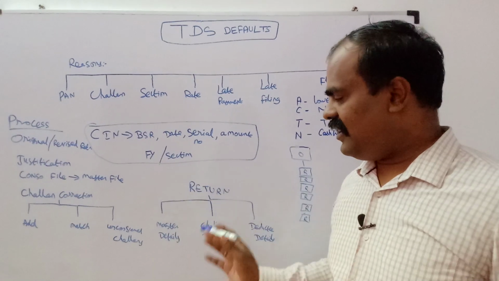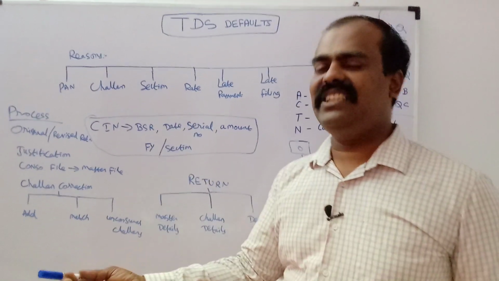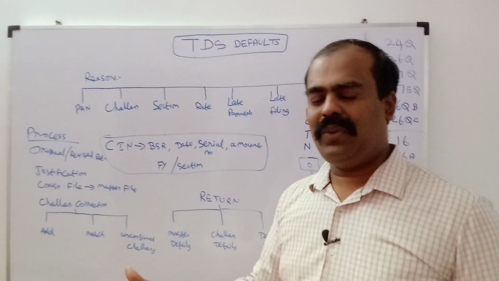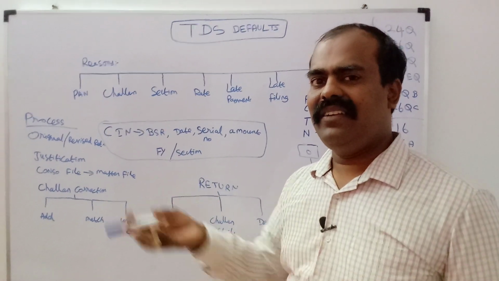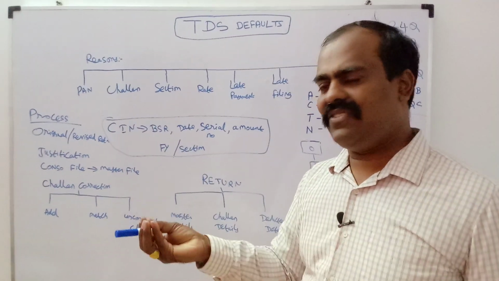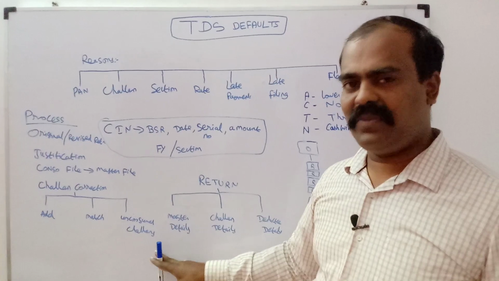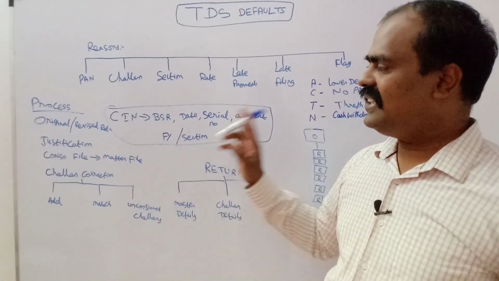It's for next usage. For example, instead of 5,200 or 5,195, I am paying 5,500. So there may be some balance. It's called unconsumed challans. We can utilize it in the next payment.